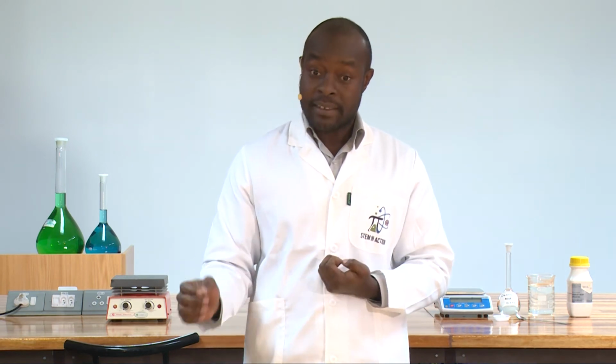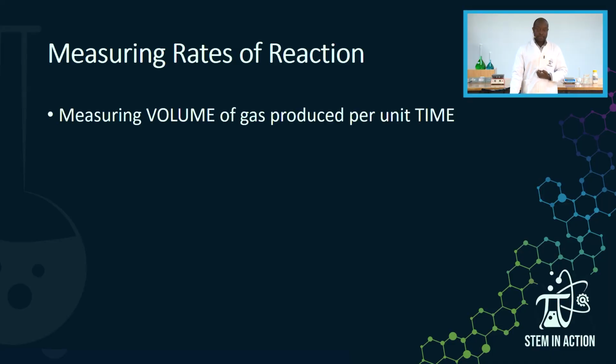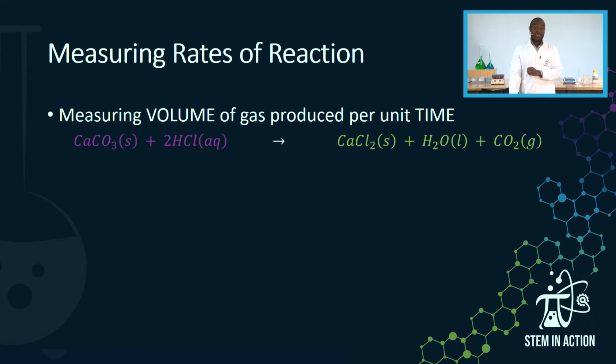And already you should have an idea of what to look out for in answering the questions. So the first method is one where we are measuring the volume of gas produced per unit time. So as you can see, if we are measuring the volume of gas produced, it means that the reaction should be producing a gas. So I'm going to come back to our initial reaction example, which is a reaction between calcium carbonate and hydrochloric acid. And what you notice there is that in our products, we have got a gas. So we can use the production of this gas to determine the rate of this reaction.